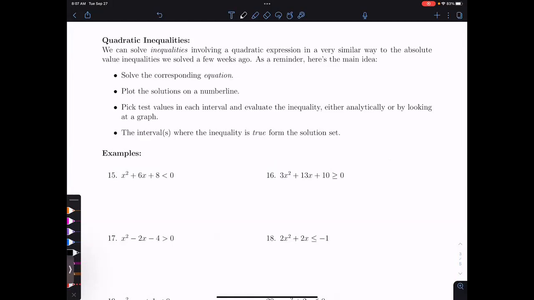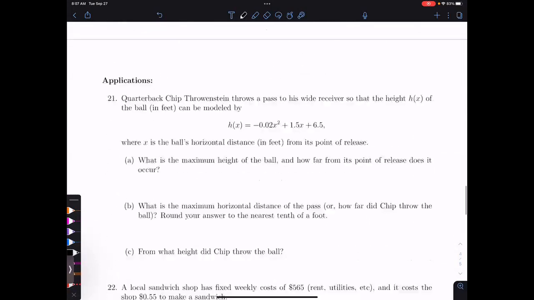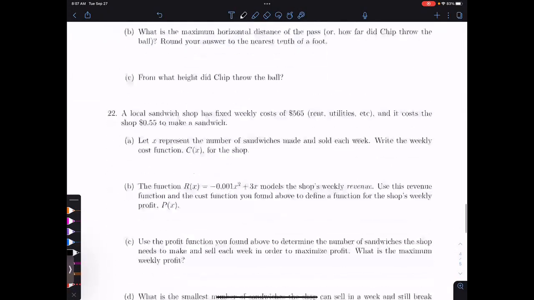So once I get solutions to this, the zeros, the x-intercepts, I'm just checking for where it's negative. For example, I know that this one opens up. So if it crosses the x-axis twice, it's going to be negative between those 2 solutions, right? Because that's where it sits underneath. But just set it up and test somehow, graphically or plugging in points. And then the last page has a couple of application problems.